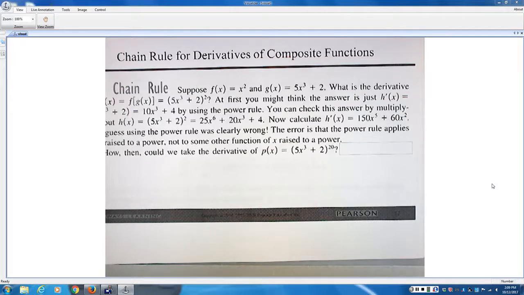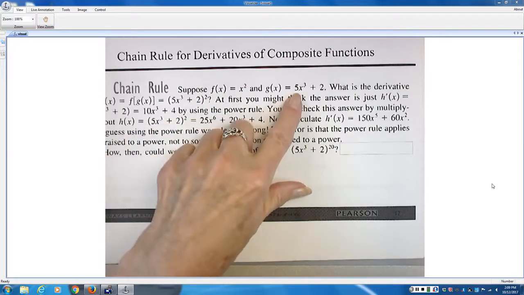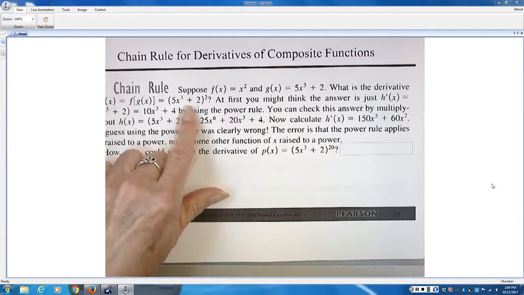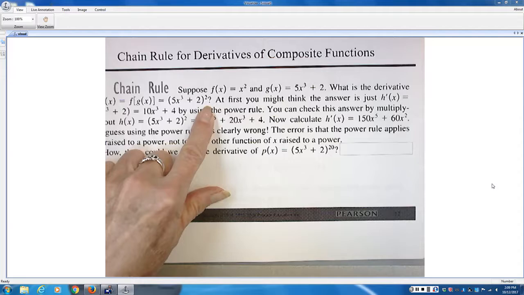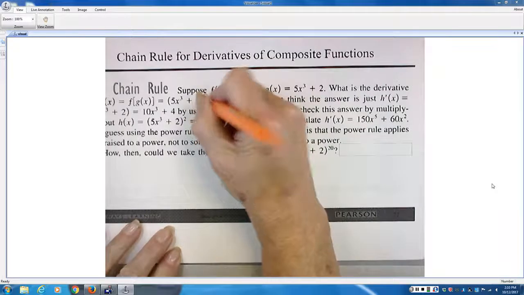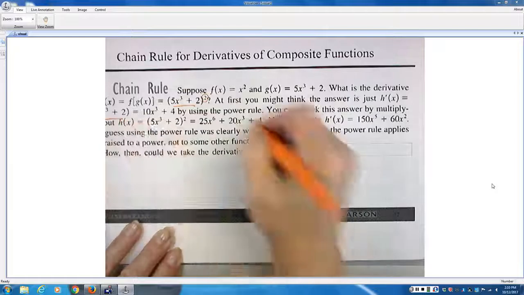Now we're going to go through and learn how to do the chain rule. This one says, suppose f of x is x squared and g of x is 5x cubed plus 2. What is the derivative of 5x cubed plus 2 quantity squared? And you might think that it's just the chain rule problem because you know your chain rule problem says, well, you would just bring your power down in front and then keep what's inside and reduce your power by 1.